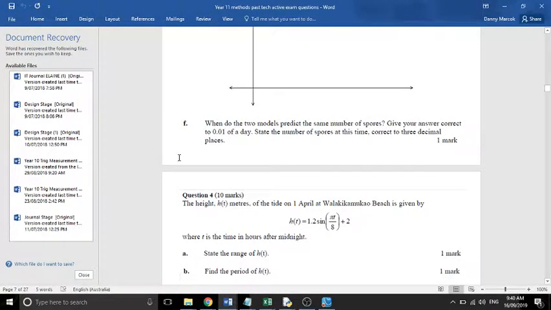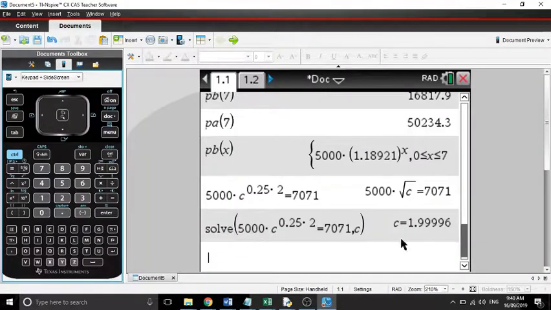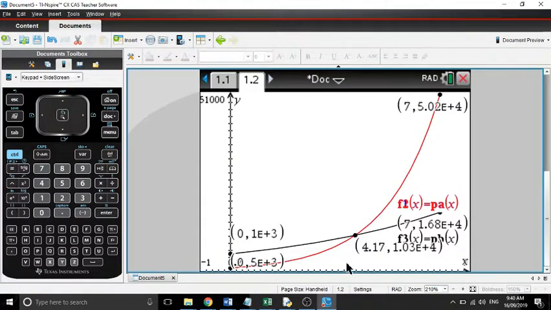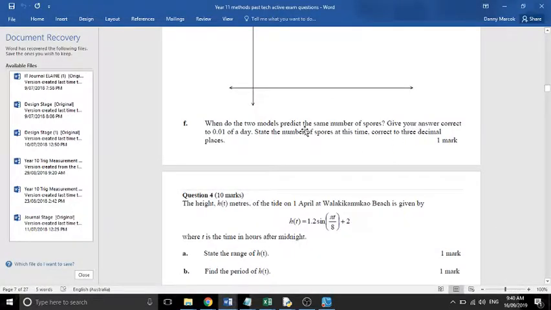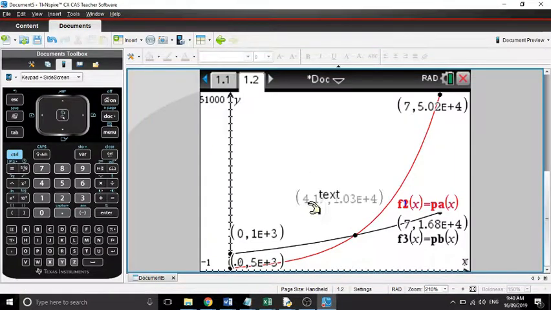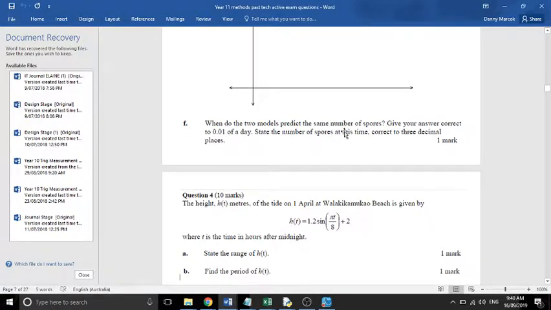Okay, last question. When do the two models predict the same number of spores? Give your answer to 0.01 of a day. State the number of spores at this time, to 3 decimal places. Now, if we have a look at our graph, that's where they intersect, at 4.17. Now, the problem is it's telling us that we're not quite getting the right answer. We're not quite getting what they're after. They want to know 0.01 of a day. We're getting that, 4.17.